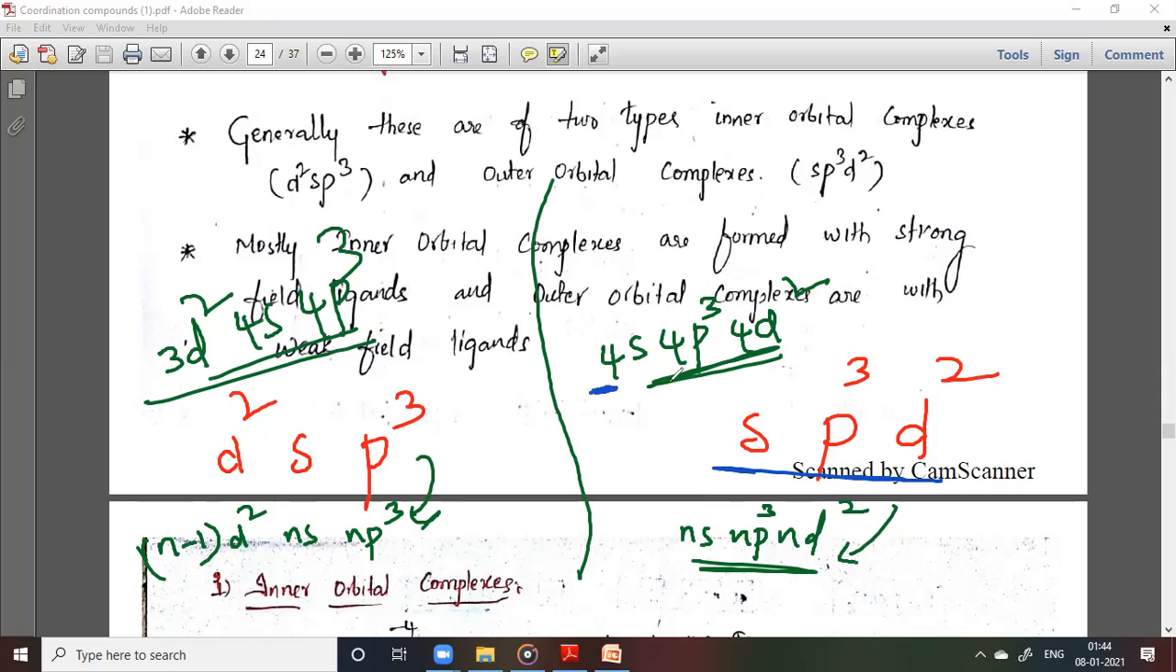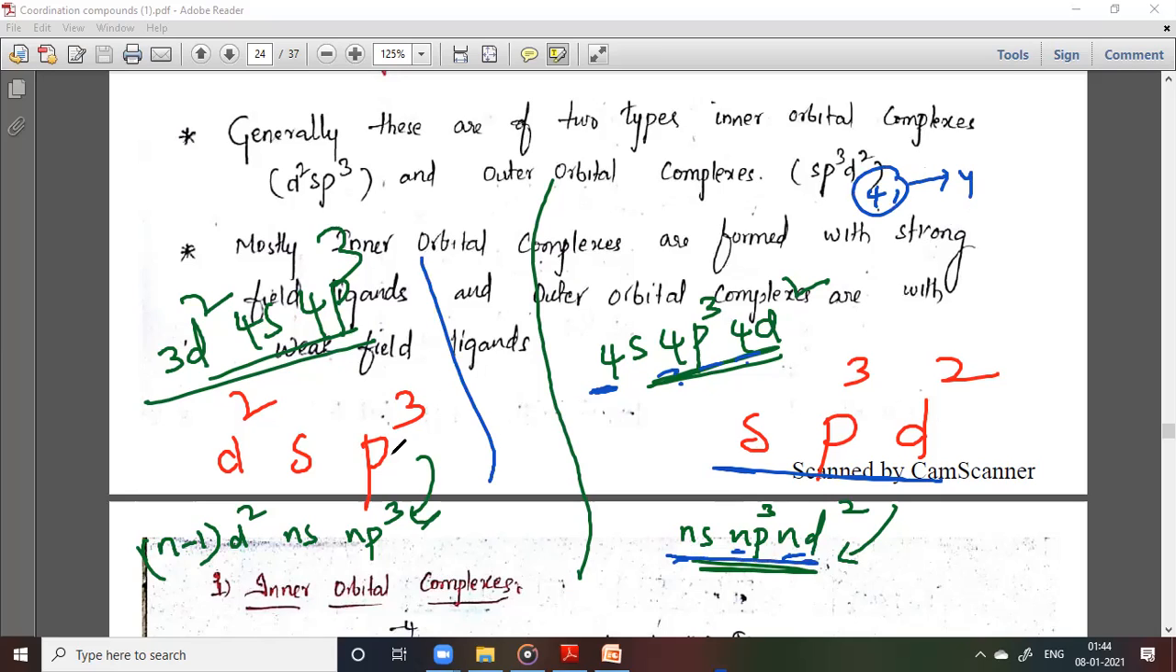Here you can observe 4, 4, 4. That is the same here, n. So all are in the same orbit. The hybrid orbitals are participating only in the fourth orbit, so whatever may be the nth orbit.